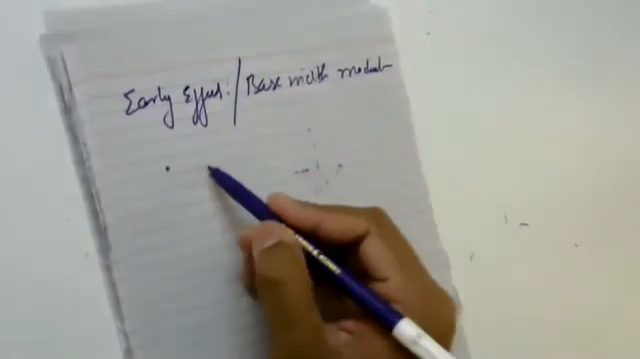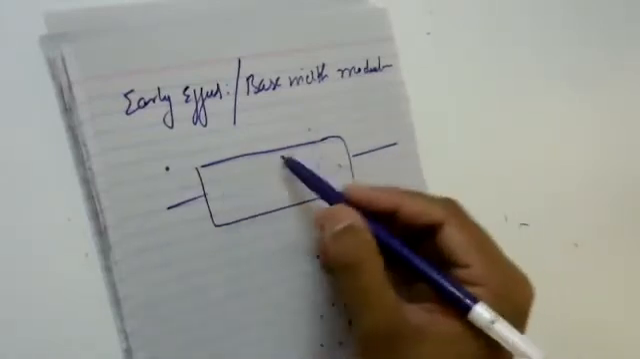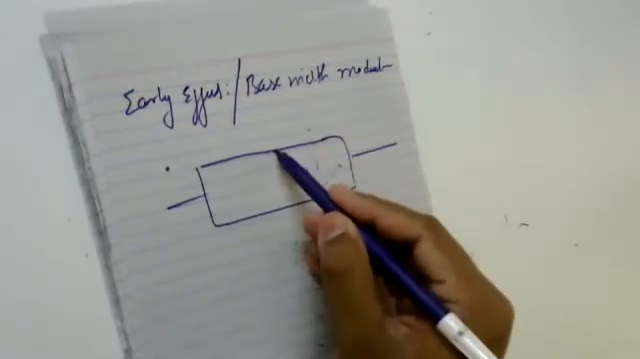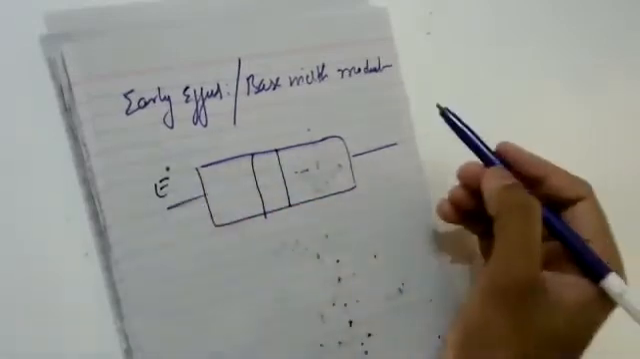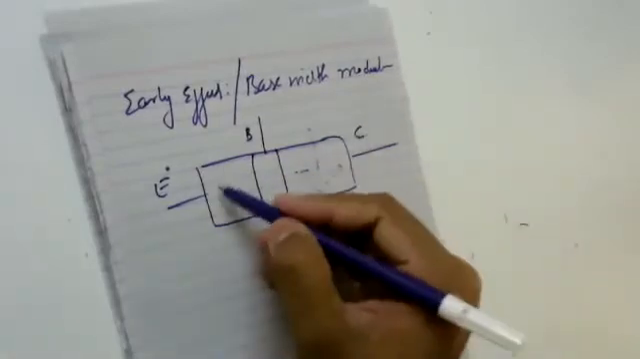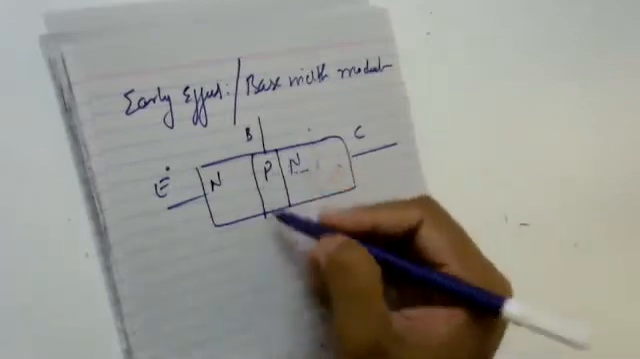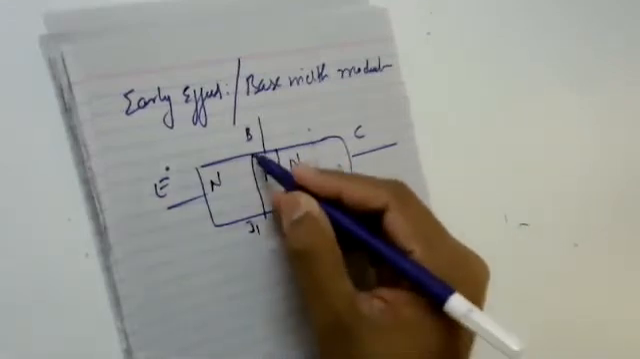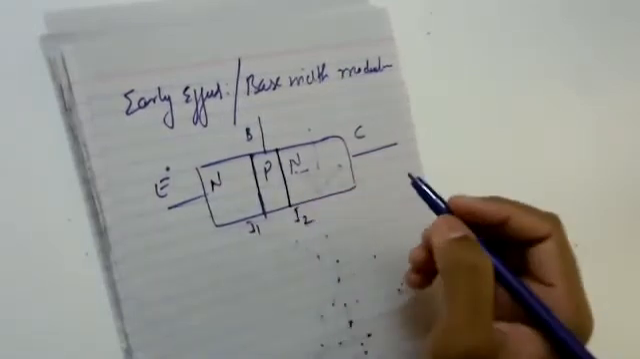So let me say that this is my structural diagram of the transistor. This is the NPN section, wherein this is the emitter. The collector should have more space, the base less. So this is the emitter, then this is the base, and this is the collector. N, P, N. This is your junction J1, and this is your junction J2.